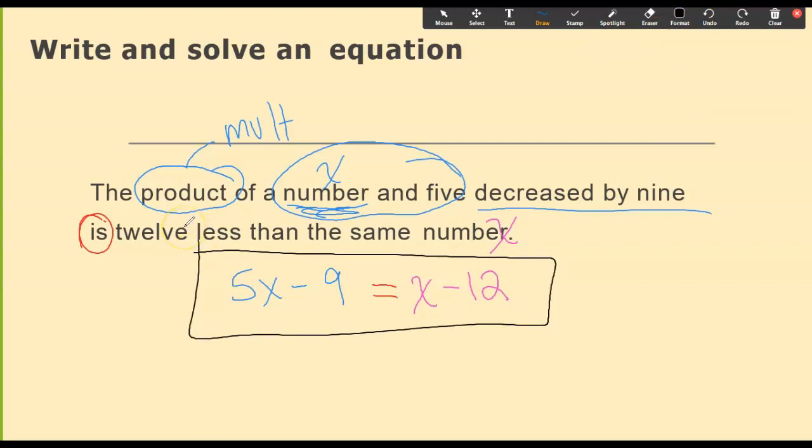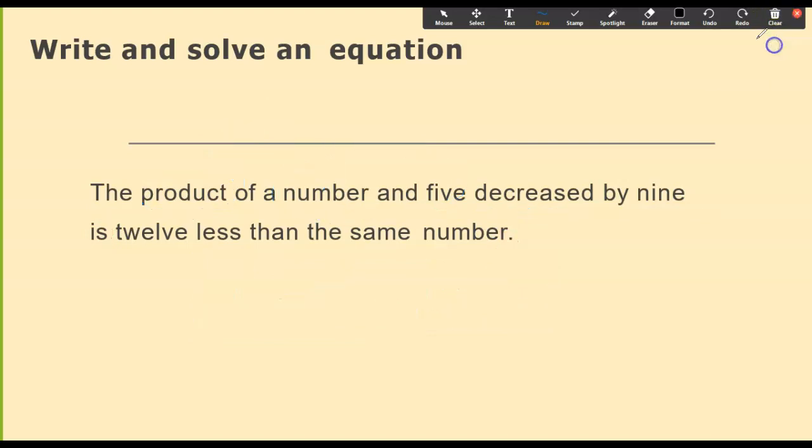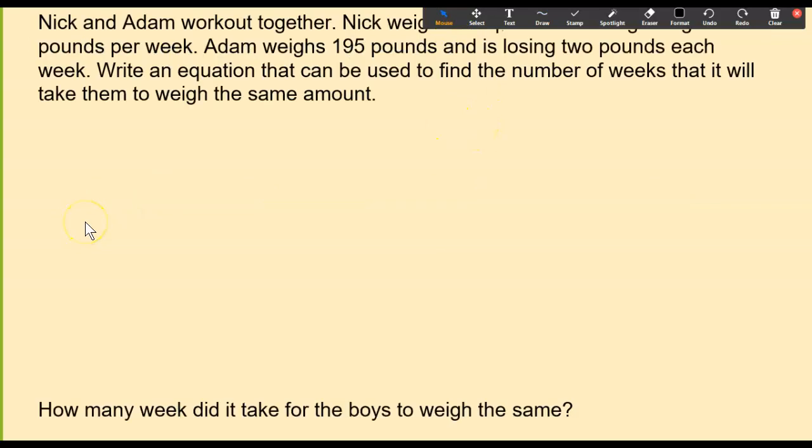Could I solve it if we were going to solve it? Would you know how to do it? Yeah. I'm not going to ask you to solve this example, but we could do it. All right, let's look at another example.